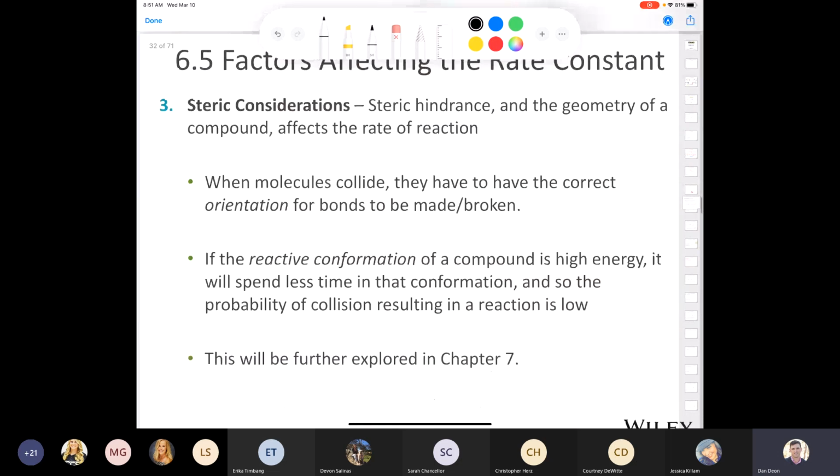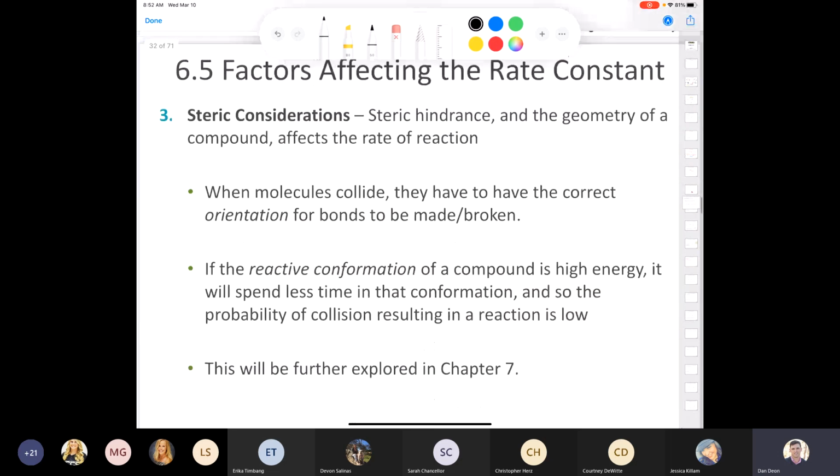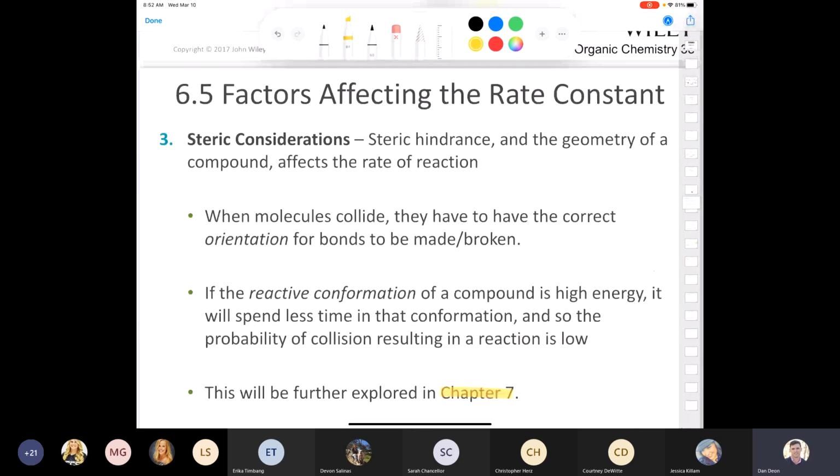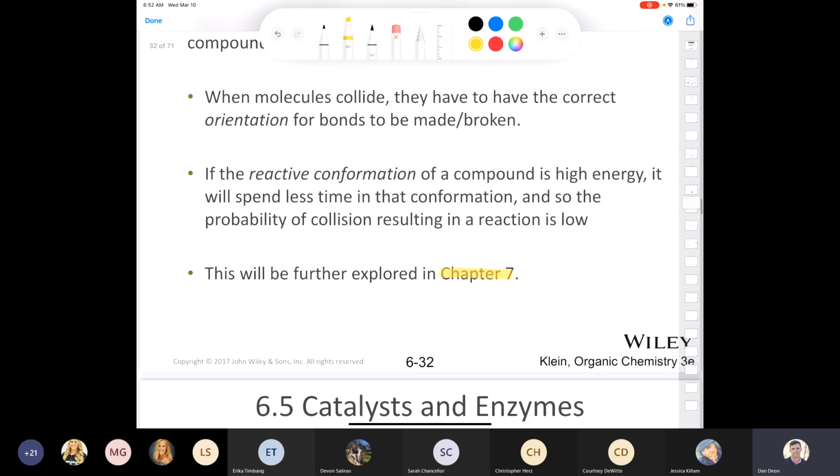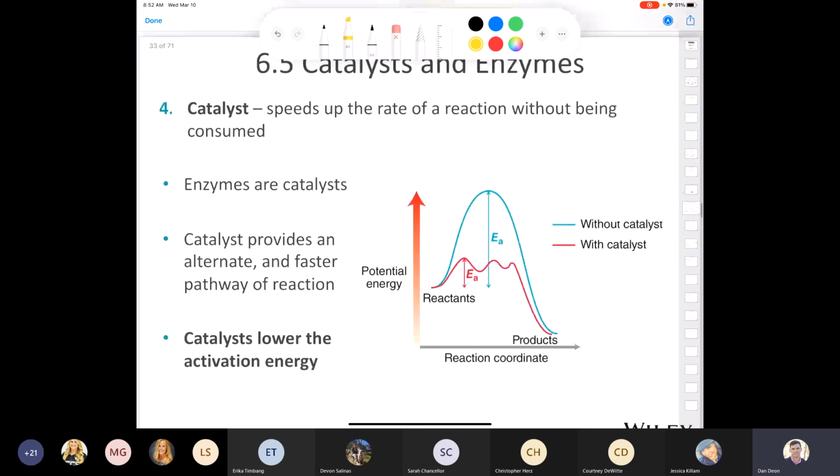Steric considerations, I'm not going to go over this a whole lot because it's going to be covered quite extensively in chapter 7, but hopefully you remember that when 2 molecules collide, it's not good enough that they just collide. It's not just wham, hey, 2 molecules met on the street and you got a beautiful reaction. No, it doesn't matter how fast, how hard those molecules are colliding unless they collide with the correct orientation. So that's a steric factor. And again, we're going to talk about that a lot in chapter 7. I mean a lot. So worry about that then.